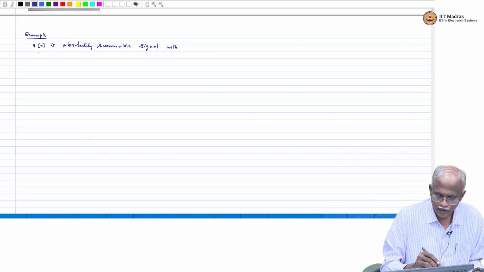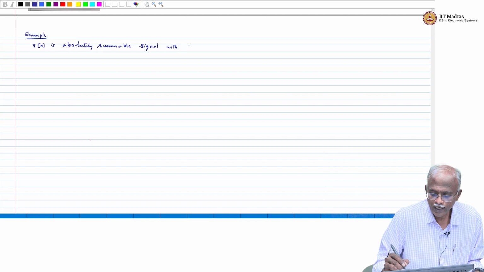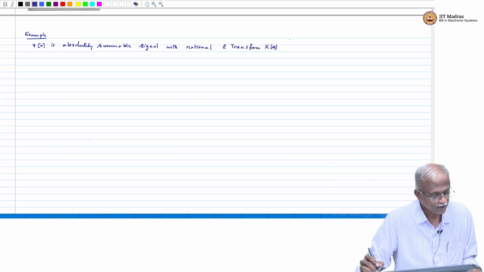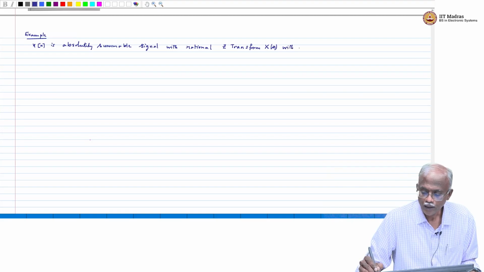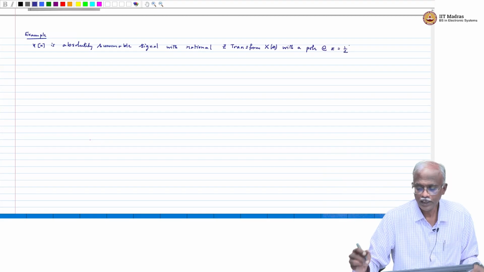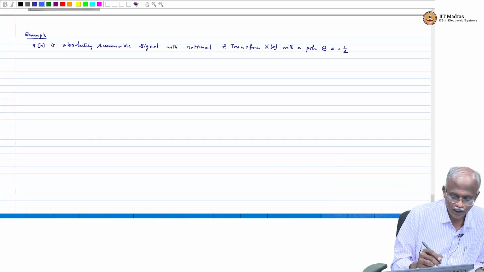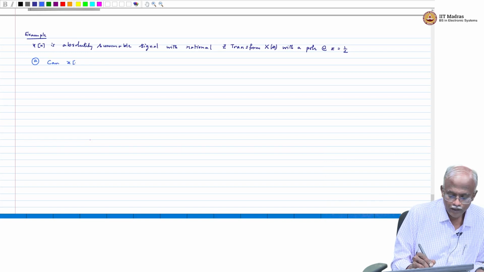Okay, and this is x of n, an absolutely summable signal with a rational Z transform. That means numerator over denominator. Rational Z transform x of z with a pole at z equal to 1/2. Okay. Now, I hope you are able to visualize what type of sequence we are talking about. Okay, the first question: can x of n be of finite duration?